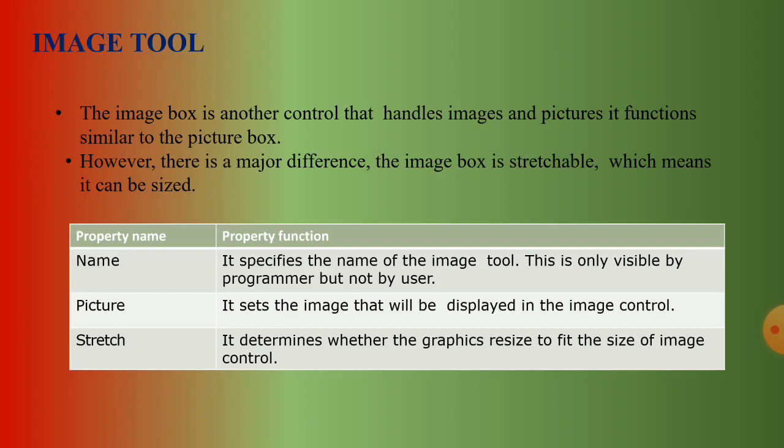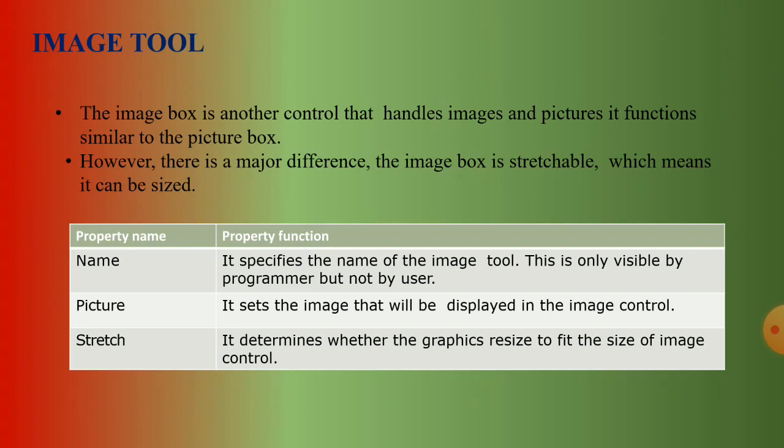Similarly, we have some properties: name, picture, and stretch. Name specifies the name of the image tool, and picture sets the image that will be displayed on the image control. By using the stretch property, it determines whether the graphic is resized to fit the size of the image control. So it will fit the size of the image control.